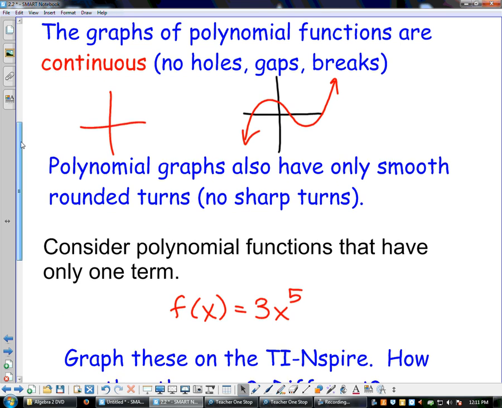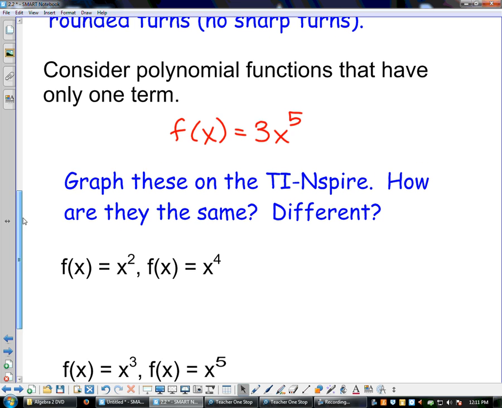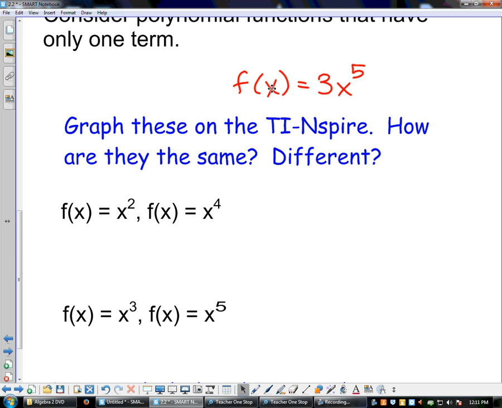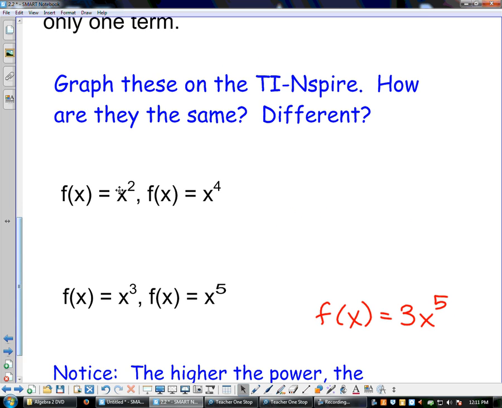All right? Consider functions that have only one term, like 3x to the 5th. If you would graph this 3x to the 5th on the Inspire, how are they the same? How are they different? Let's actually start not with the 3x to the 5th, but let's start with this. Grab your Inspire, and you're going to graph x squared and x to the 4th on the same page of your graph, and I'm wondering what the difference is going to be between the graphs.